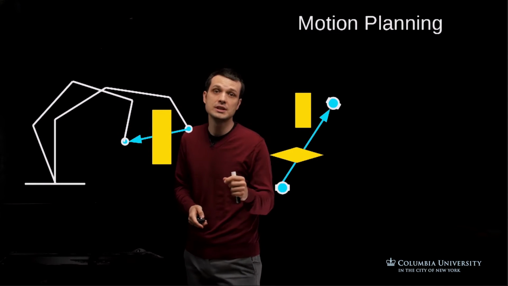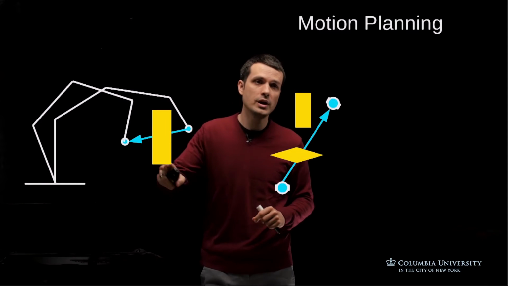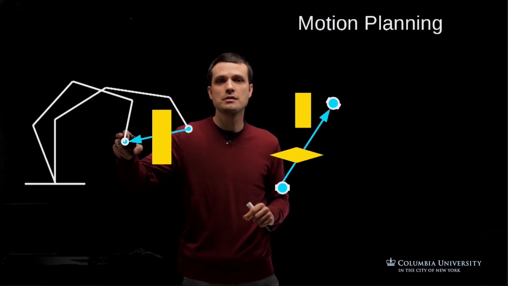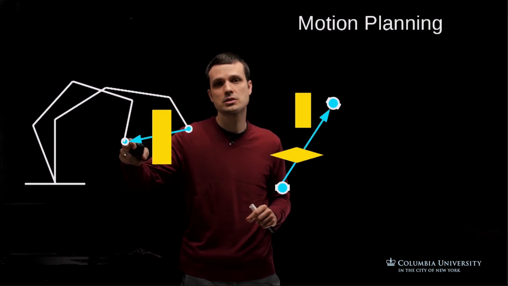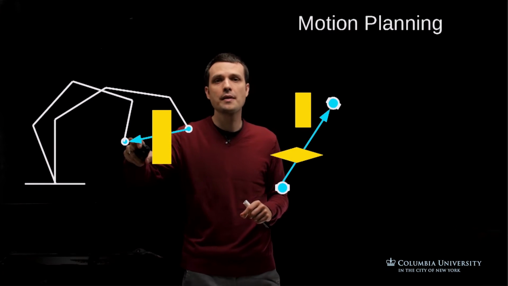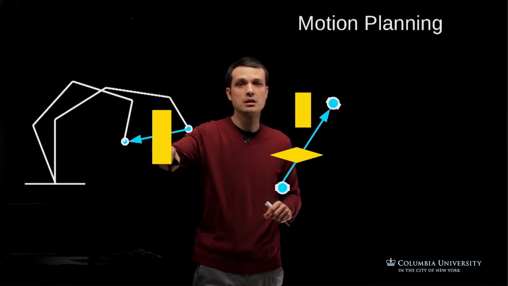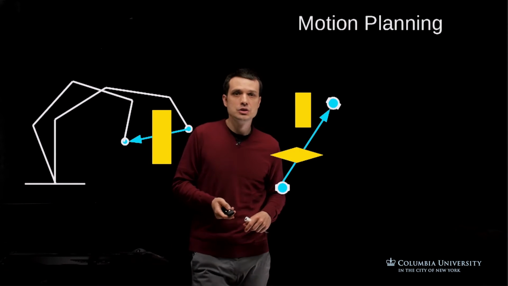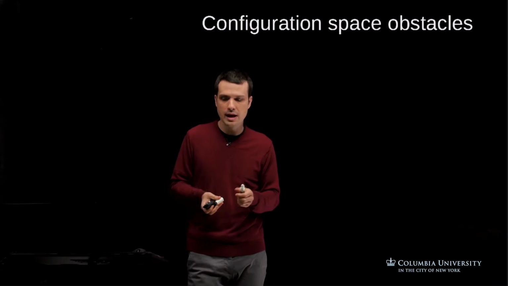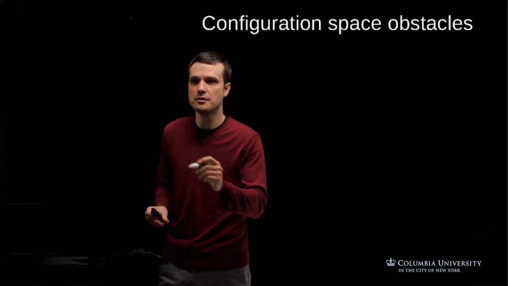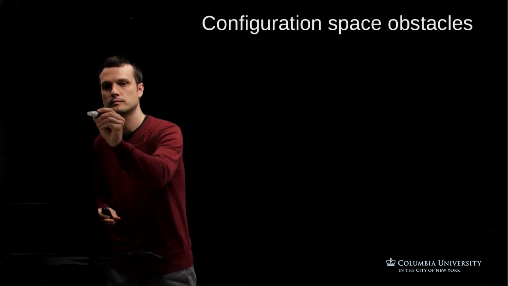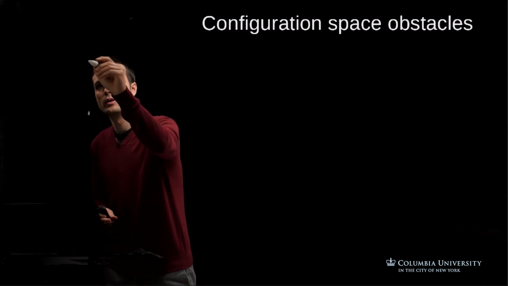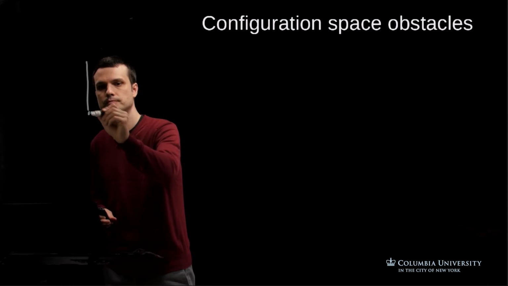And in order to see that they are extremely similar, we have to reason not about the robot arm in Cartesian space or in task space, but rather about the robot arm in joint space, also called configuration space. So let's remember what that means, right? So let's say we have a simple planar robot. So we have our coordinate frame.